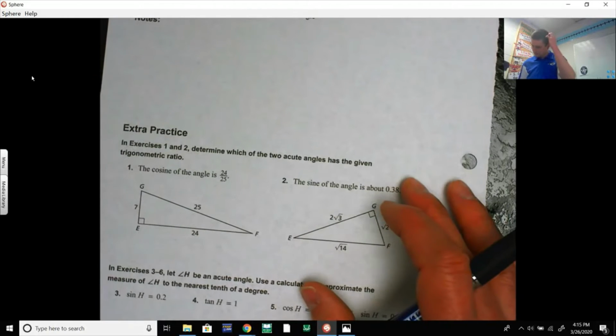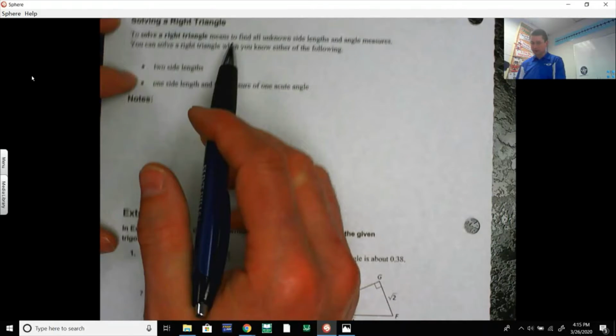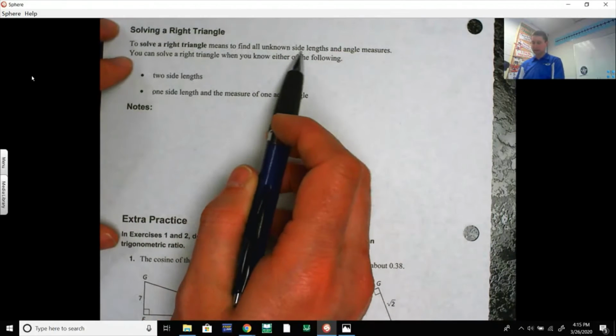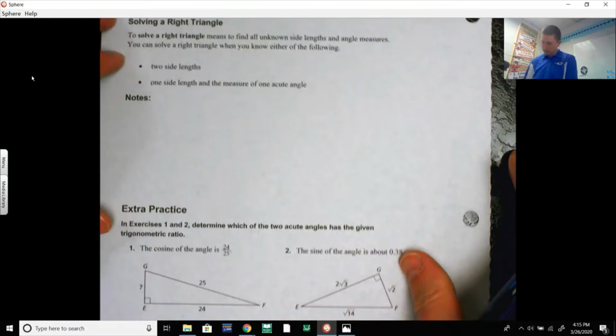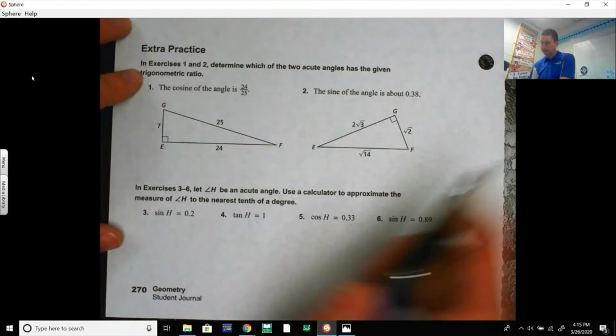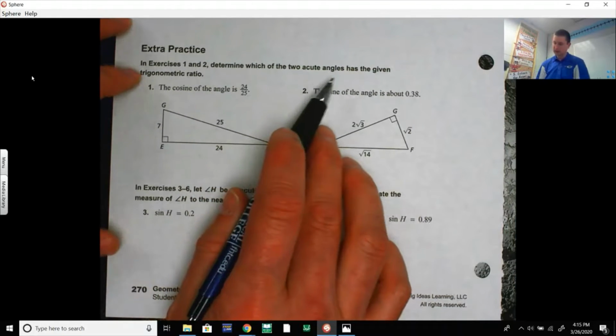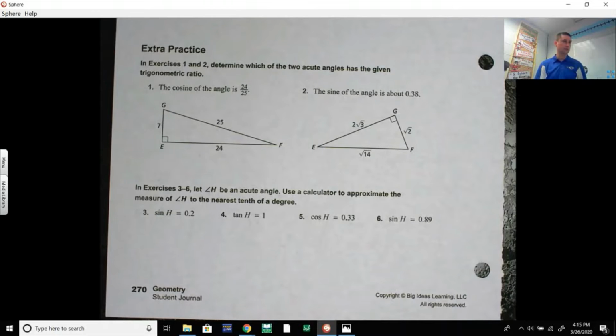Okay, so practice. There's what it means to solve a right triangle: find all the unknown side lengths and angle measures. Okay, so it says, determine which of the two acute angles has the given trigonometric ratio. Forgot to pull up this assignment, make sure I cover everything for you.